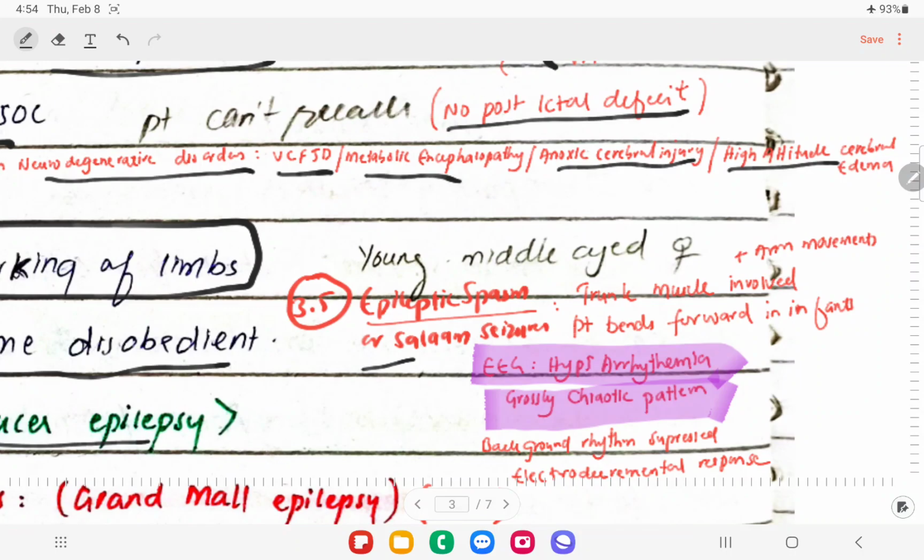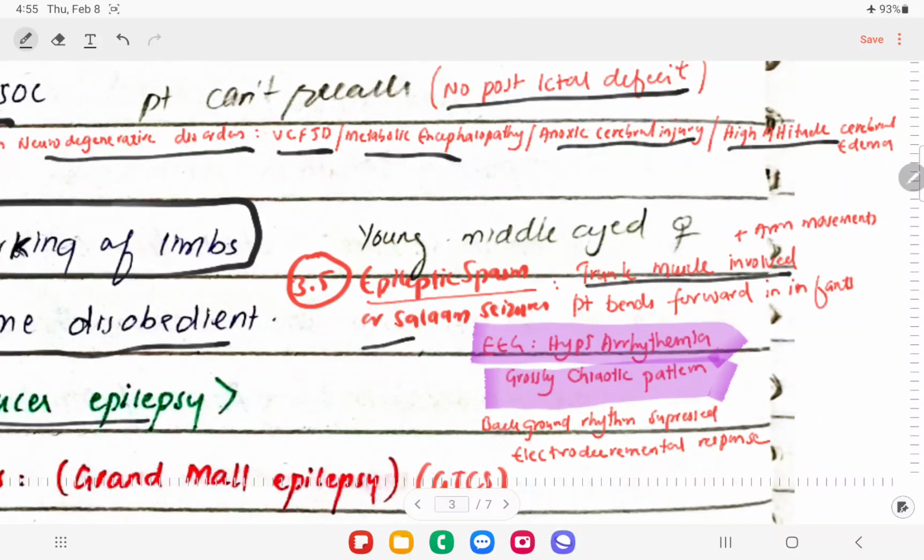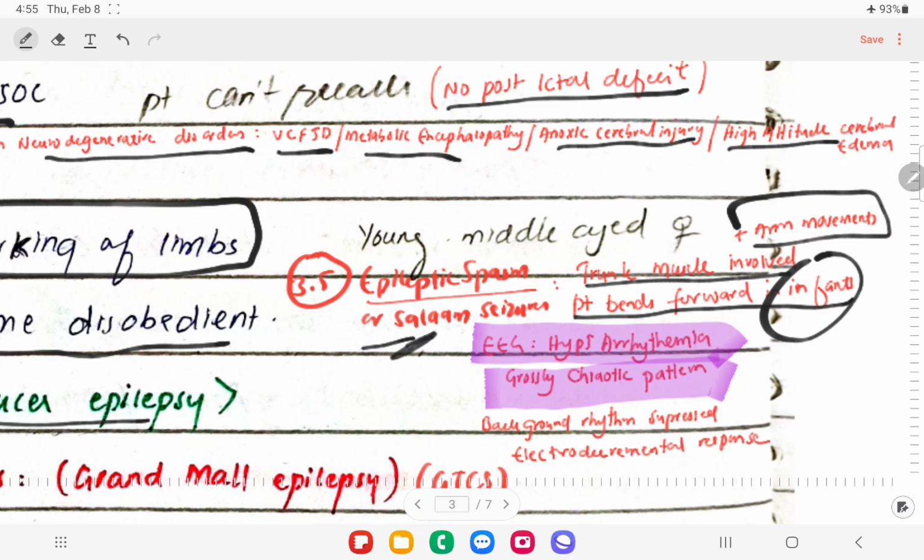In these patients the trunk muscles will be involved, right? And arm movements will be disturbed in these patients, right? So when the attack happens, the patient is going to bend forward, right? This mostly occurs in infants, right? Like doing a slam, right?